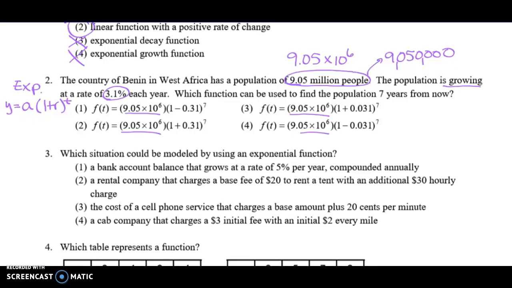So the A doesn't help us. The rate, that R, is going to be the biggest factor to help us. Remember, when we plug in a percent, we have to divide it by 100 before we plug it in. So that means I'm looking for R to be a 0.031. So 1 plus a 0.031 because the population is growing brings me here.